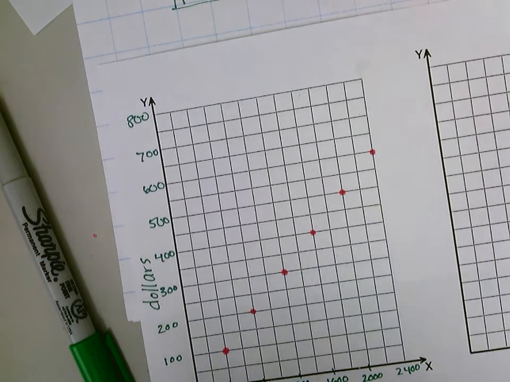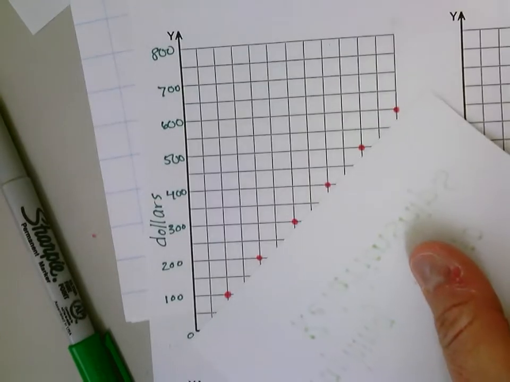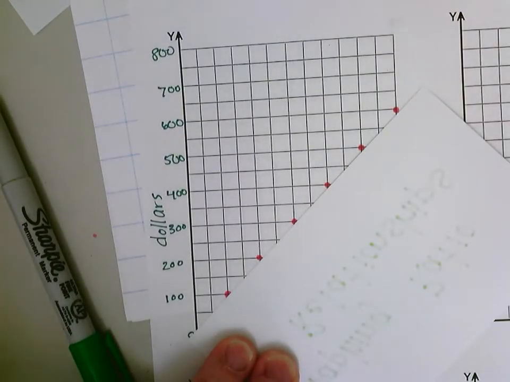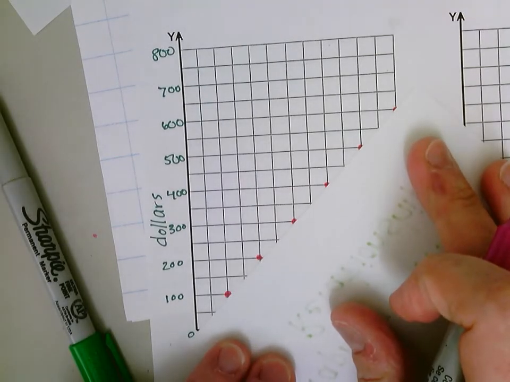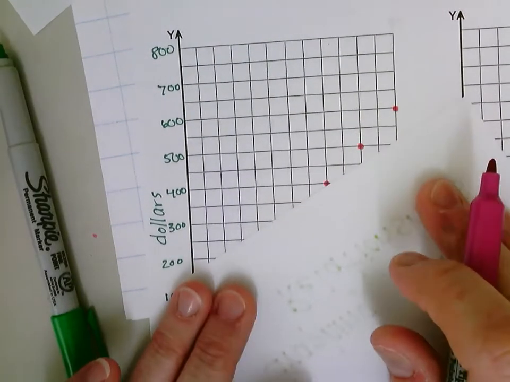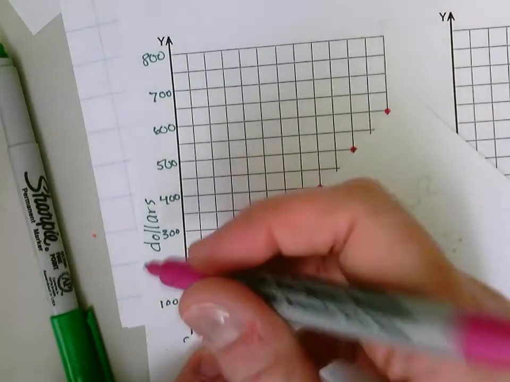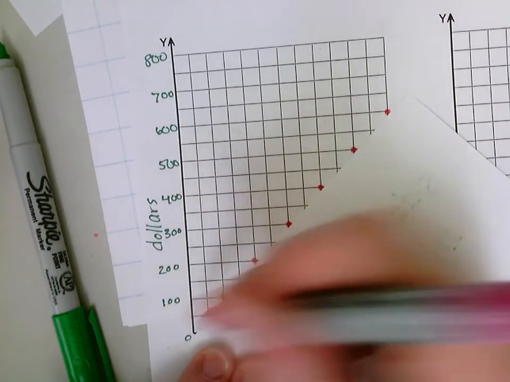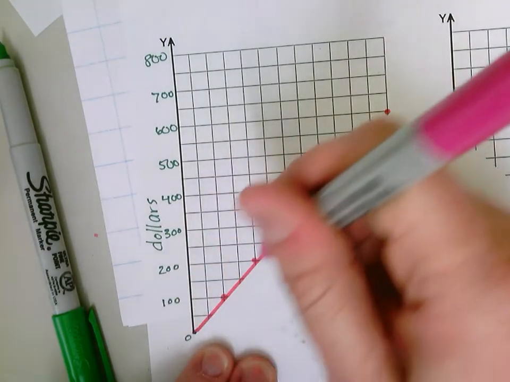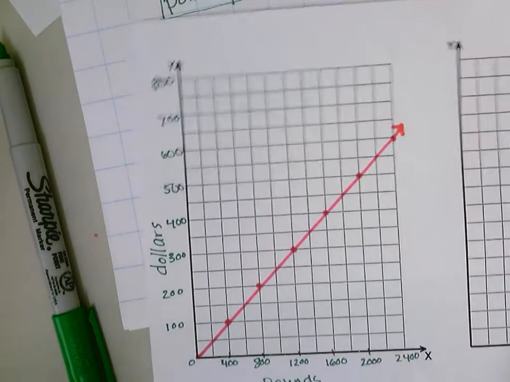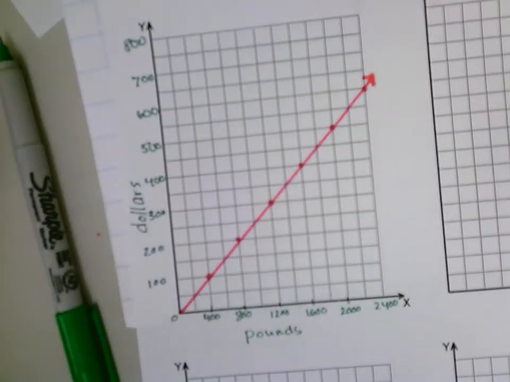I'm going to take a straight edge. I can use a ruler, or I can use the edge of a card to go ahead and draw a straight line connecting all my dots starting from 0. I don't just start wherever the line starts. I always start from 0. I'm going to make my straight line. All right, so that is our relationship from our ratio table.